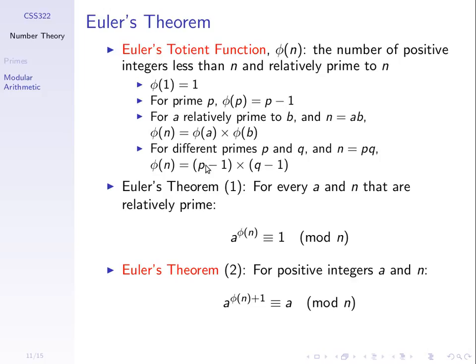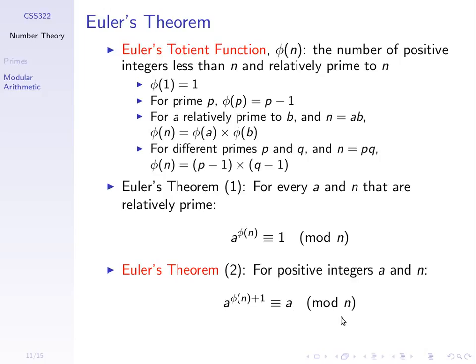Another useful one to remember is the totient of N when N has two prime divisors of P and Q. Then the totient of N is the totient of P times the totient of Q, or simply P minus 1 times Q minus 1. That's another theorem to use. Euler's theorem: A to the power of the totient of n plus 1 equals A mod n.